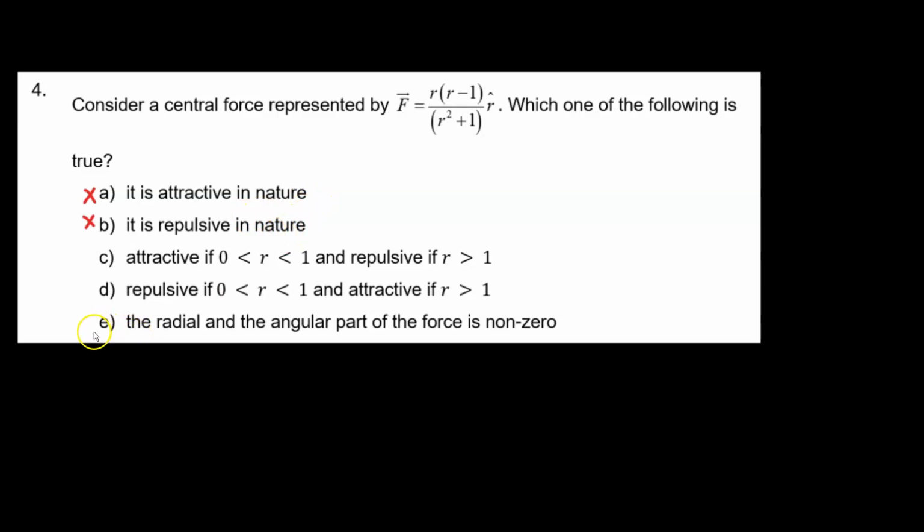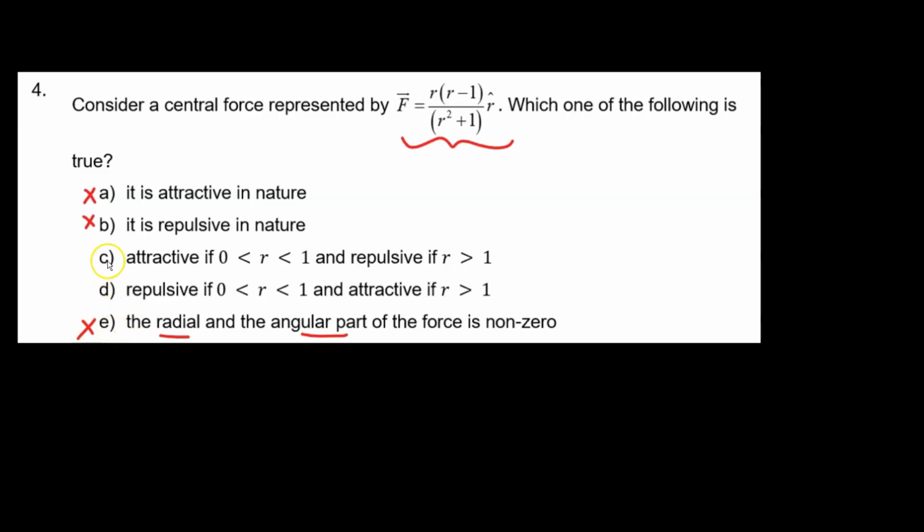Also, if we look at option E, it's saying that the radial and the angular part of the force is non-zero. Now from the expression of the force, we have force given by some number times r cap. So r cap means it's the radial part. We do not have the angular part here. So definitely this is the definition of a central force which only has a radial part. So its radial part is non-zero, but there will be no angular part. So we can reject option E as well.